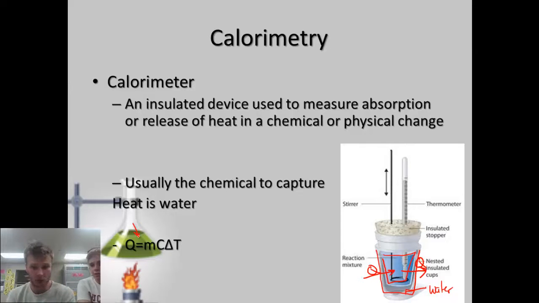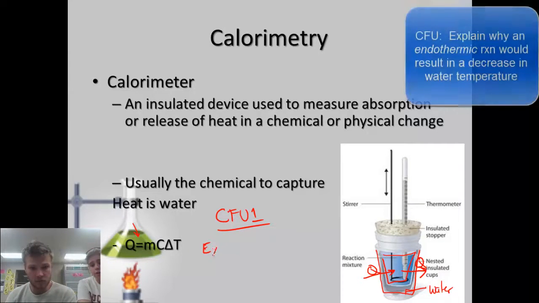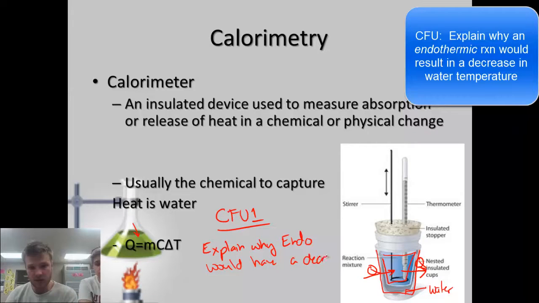Now let's do a check for understanding. Using the words system and surroundings, so that's back a couple of videos, right? Explain why an endothermic reaction would have water decrease in temperature. And I imagine you're also saying, when it's exothermic, why does it increase? So this is sort of taking everything together and explaining it.